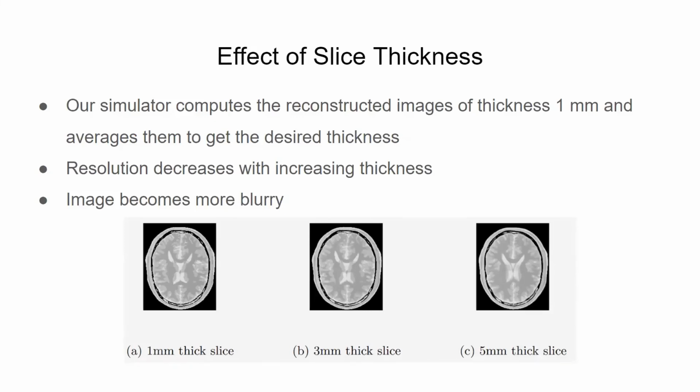During computation, our simulator reconstructs images of thickness 1 millimeter and averages them to get the result of any desired thickness. The averaging of images decreases the resolution and increases the blur in the resulting image. Our simulator's output shows how the blur increases with increasing thickness.